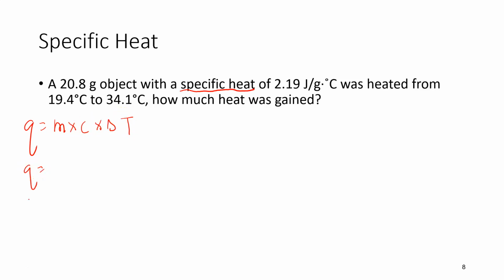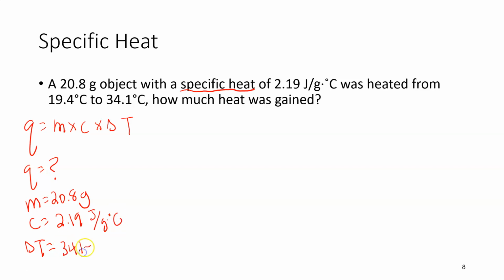And then my suggestion is then let's write down our variables and see if we can pick them out from the question. So Q, which stands for heat, and it's in the unit joules. Well, it says how much heat was gained, so I don't know that number. M stands for mass in grams. So we have a 20.8 gram object. C stands for specific heat and has the units joules divided by grams times degrees Celsius. So 2.19 joules divided by grams times degrees Celsius. And delta T is the difference between the temperatures. So I'm going to take the temperatures and I'm going to subtract them. And I get 14.7 degrees Celsius.